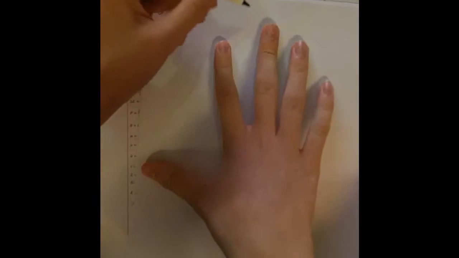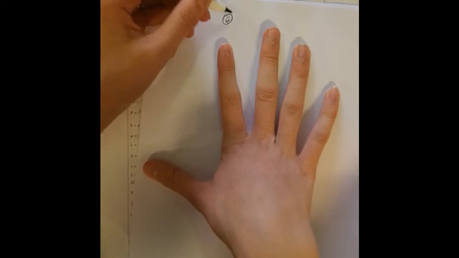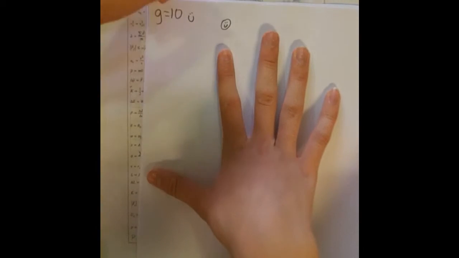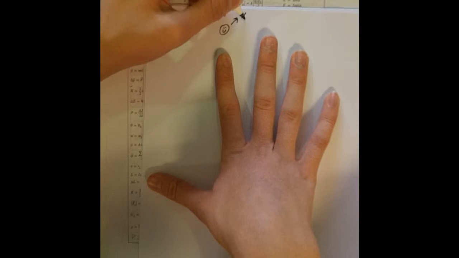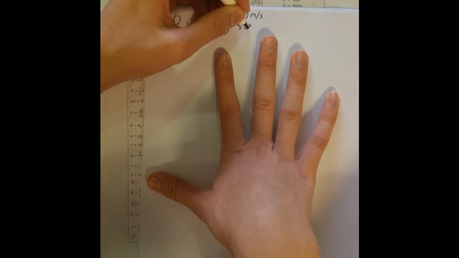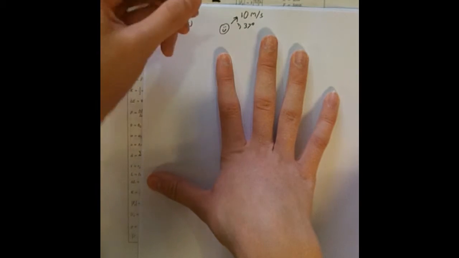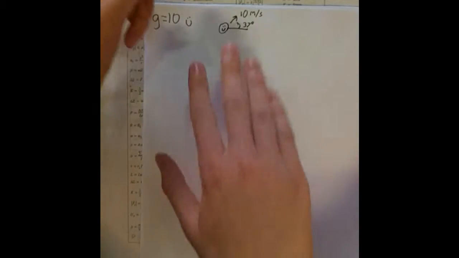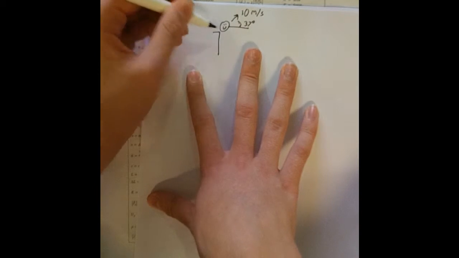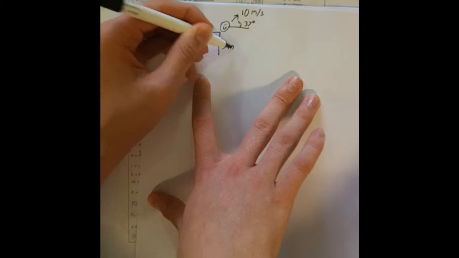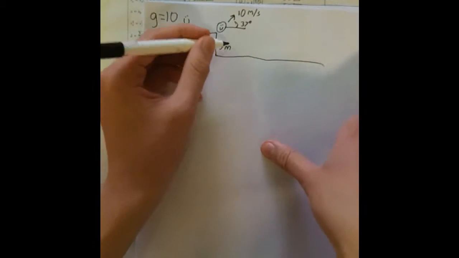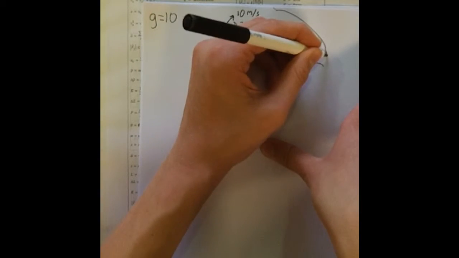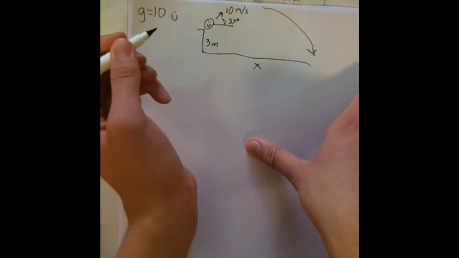We've got an orb of happiness being launched out of a cannon with an initial velocity of 10 meters per second, at 37 degrees above the horizontal. So that's a 3, 4, 5 triangle. So we know that from its starting height, it's falling off a cliff that is 3 meters high. We're trying to find how far it'll travel before landing in the x direction. So that's our unknown.